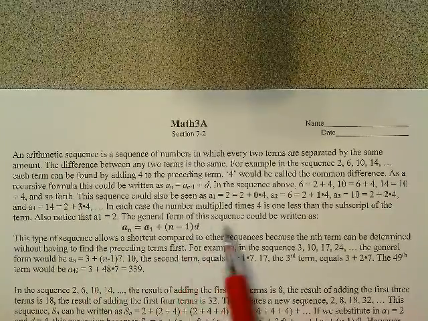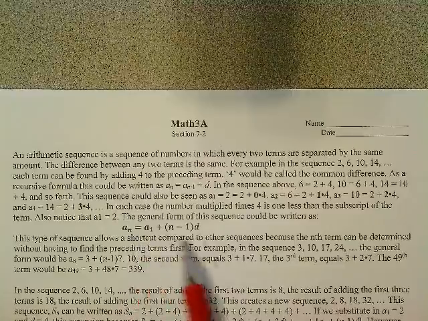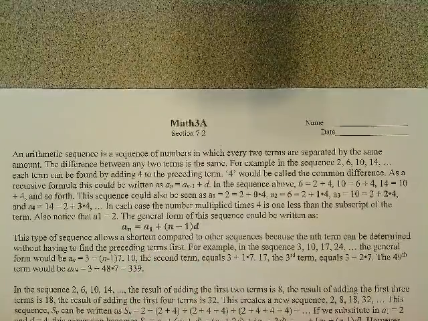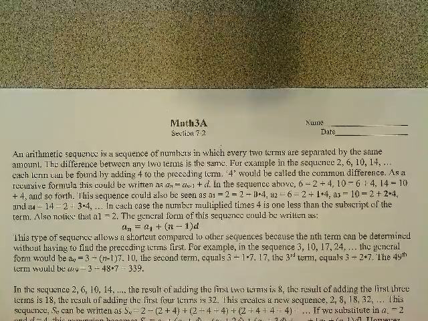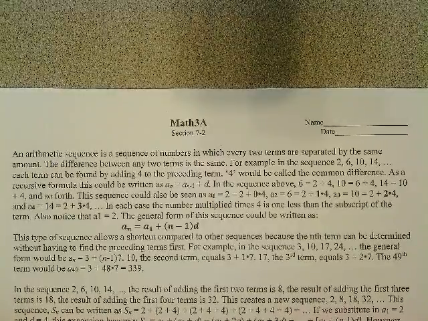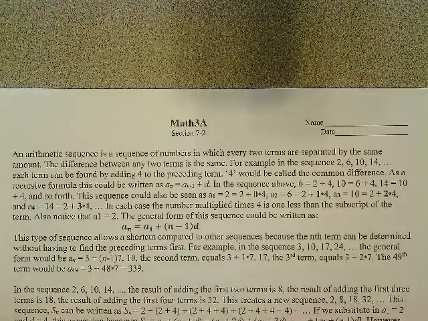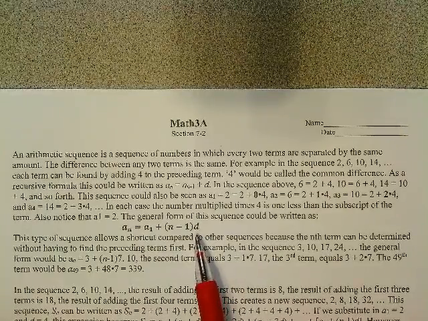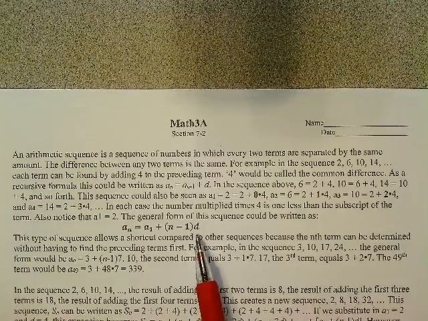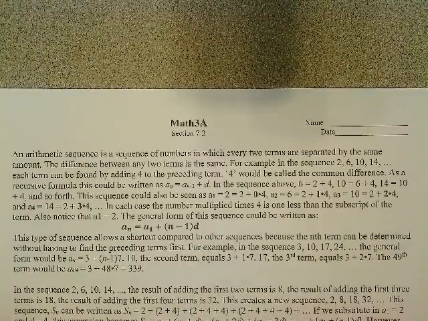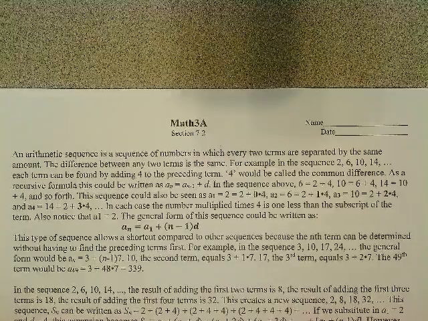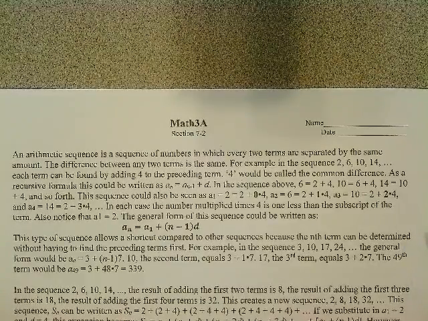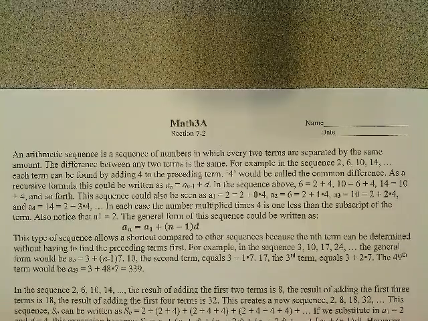The general form of this sequence can be written in this form, and this will be a very important equation for us to use whenever we're dealing with arithmetic sequences and series. The really important thing is this d. That's what clues you in that this is an arithmetic sequence. They have a common difference. This type of sequence allows a shortcut compared to other sequences because the nth term can be determined without finding any of the preceding terms first.